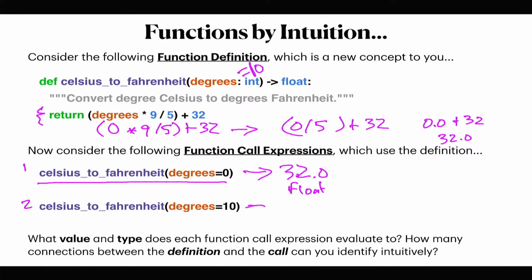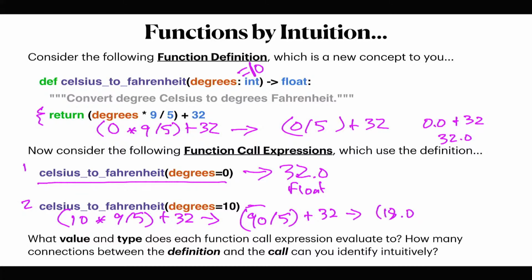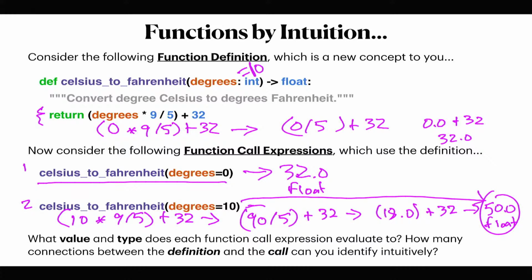And I'm going to write the simplification of this return statement down below. So 10 multiplied by 9 divided by 5 plus 32. That simplifies down to 90 divided by 5 plus 32. That simplifies down to 18.0, a float, plus 32. That simplifies down to 50.0, which is a float. And this result is what this function call would evaluate to, and it's a float.